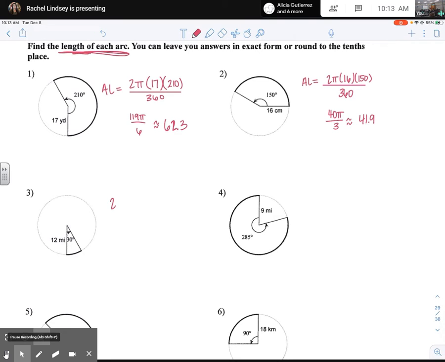Okay, so number 3, we got 2 pi times our radius 12 times our angle 30 all over 360.